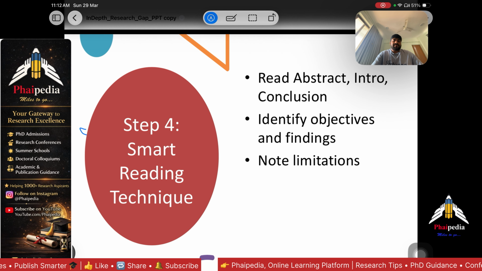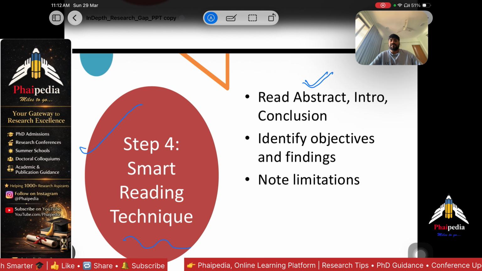Step 4, smart reading techniques. First, read the abstract so that you will know what this paper is all about. You will see in the upcoming videos how to read the papers and which parts are very important for understanding the overall paper. We do not have to read the whole paper firstly.